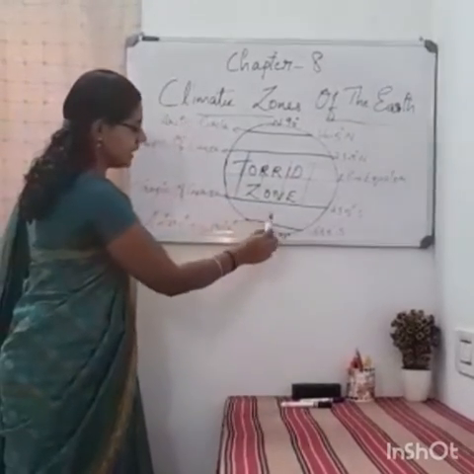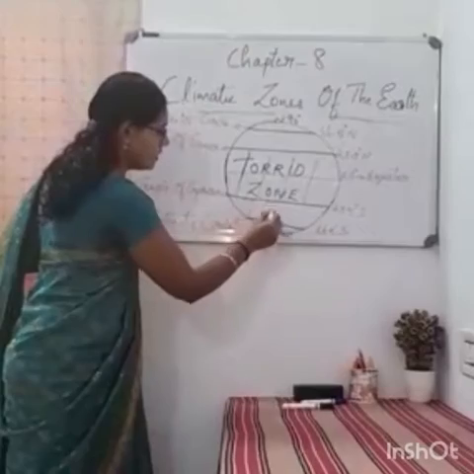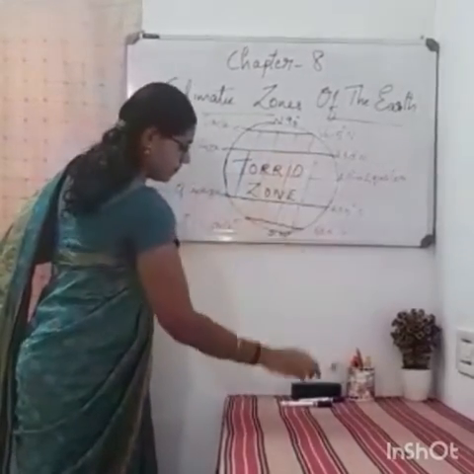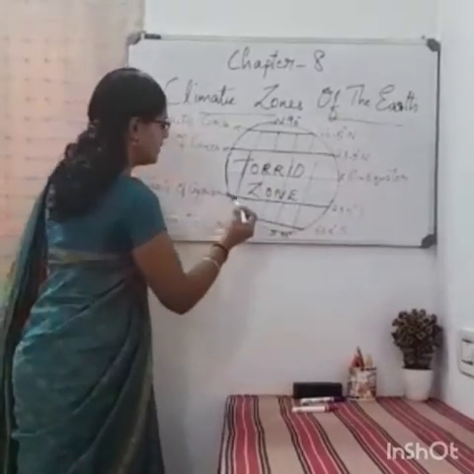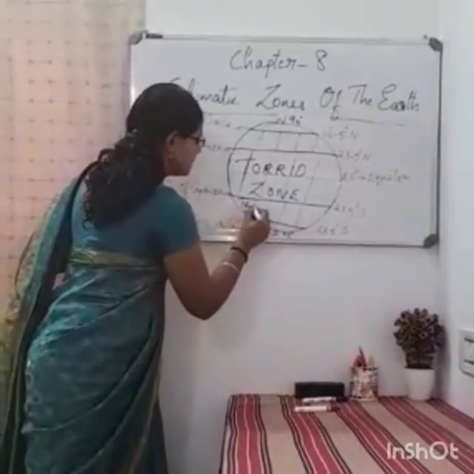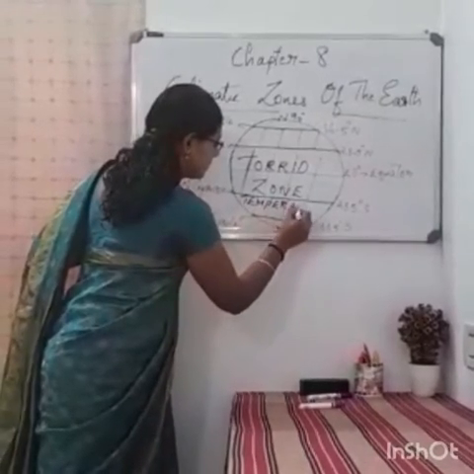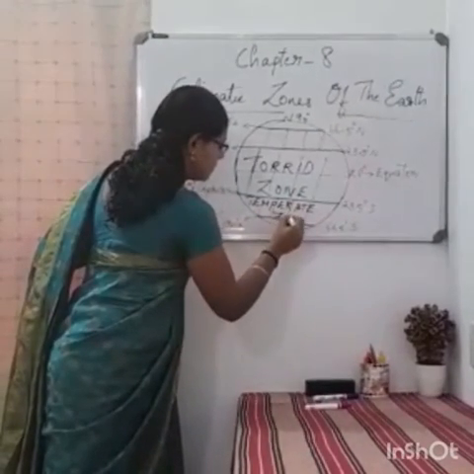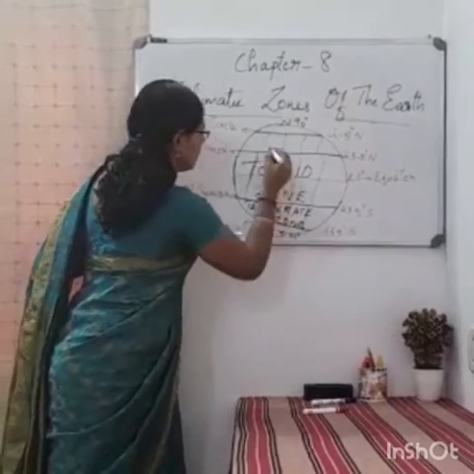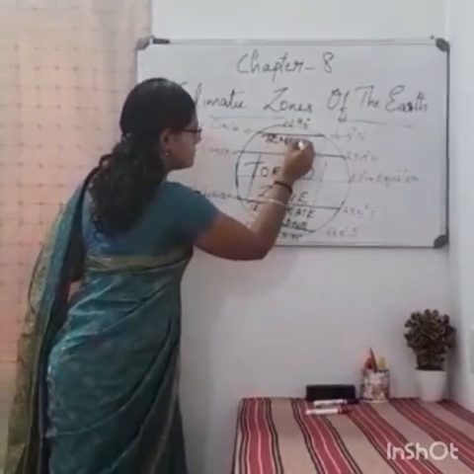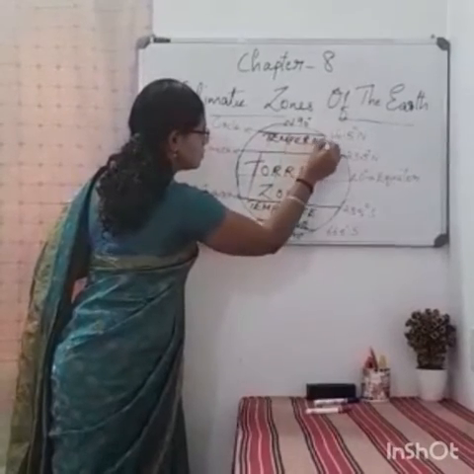From Arctic Circle to Tropic of Cancer in the northern hemisphere, and from Antarctic Circle to Tropic of Capricorn in the southern hemisphere, we have temperate zones. Here we have temperate zones. In northern hemisphere also we have temperate zones.